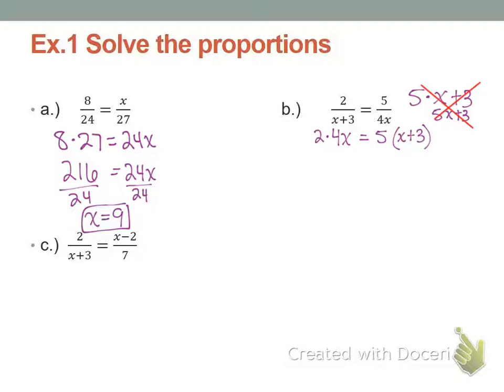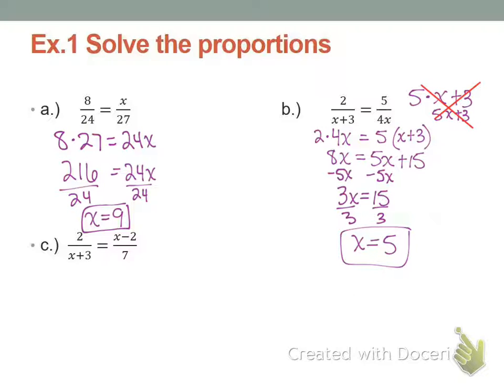2 times 4x is 8x. When we distribute, we get 5x plus 15. To solve it, we need all our x's together. So what would you do? Subtract. 3x equals 15. Last step. X equals 5. Questions about letter B? Again, that's one most of you probably would have gotten right on your own anyway, as long as you remembered to distribute.